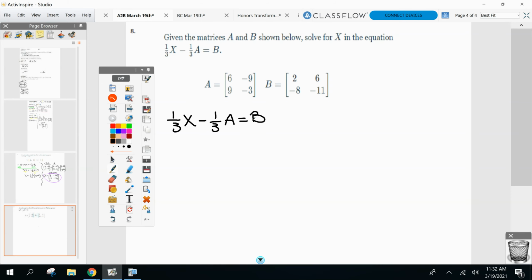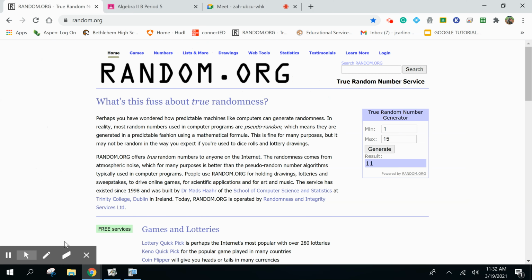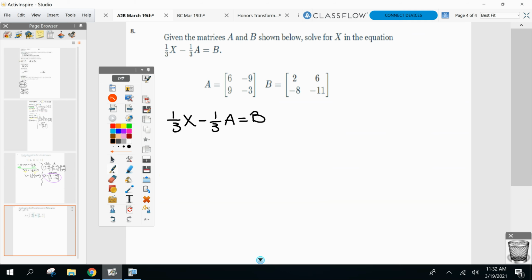All right, help me get x by itself. Take your time. First move. What we got? Anna, good morning. What do you got for your first move here, Anna? Subtract or add 1/3 a. Good work. Add 1/3 a on both sides. So I get 1/3 x equals b plus 1/3 a.